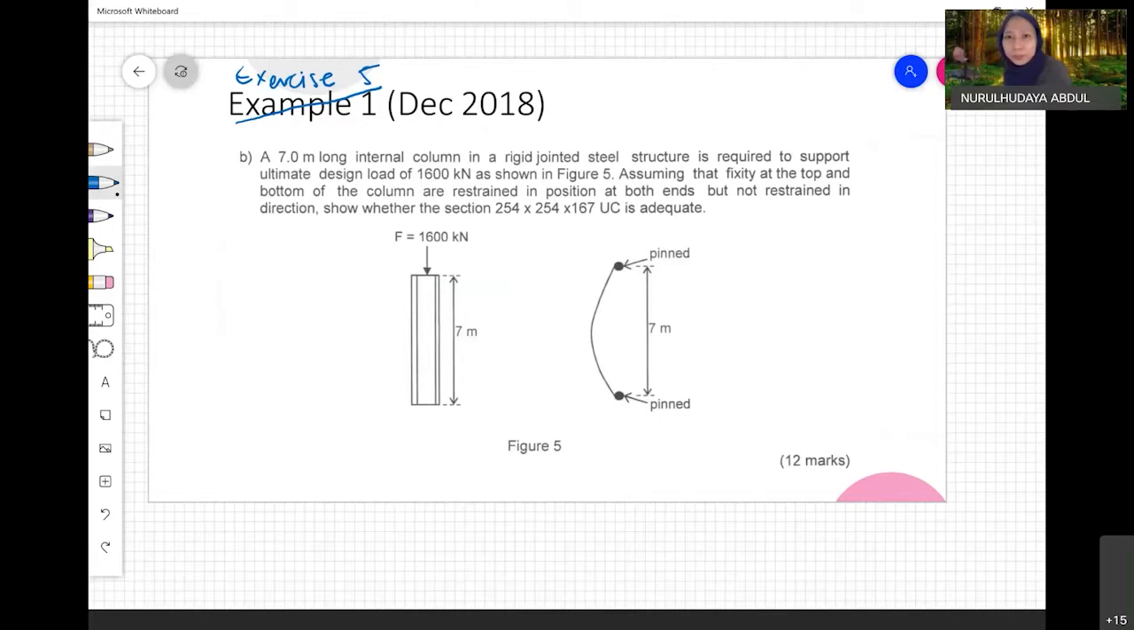Question that I picked up from past year, December 2018, so you can check it out. The 7 meter long internal column. So this is the L, not effective length, L saja, length.